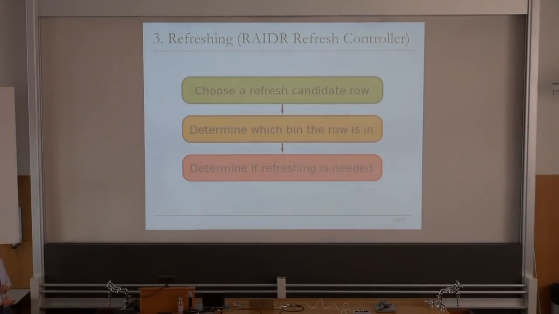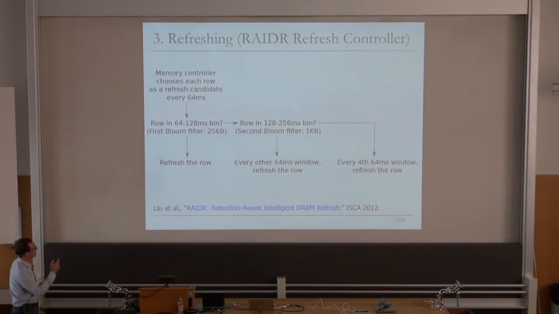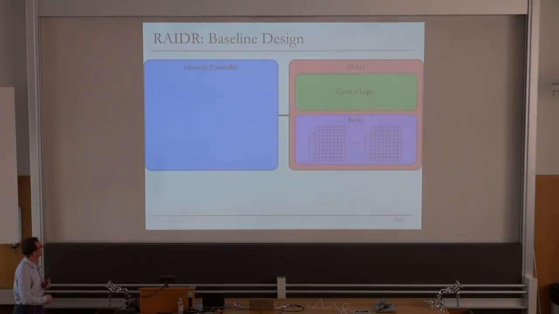Okay, refreshing is the easy part. This is the refresh controller. Once you have a Bloom filter-based bin, you choose a refresh candidate row. And you basically keep generating addresses, and at some point, an address comes, and you check which bin it is in and determine if you need to refresh it at this point or you defer refresh for later. And this is the algorithm. You can read the paper in more detail.